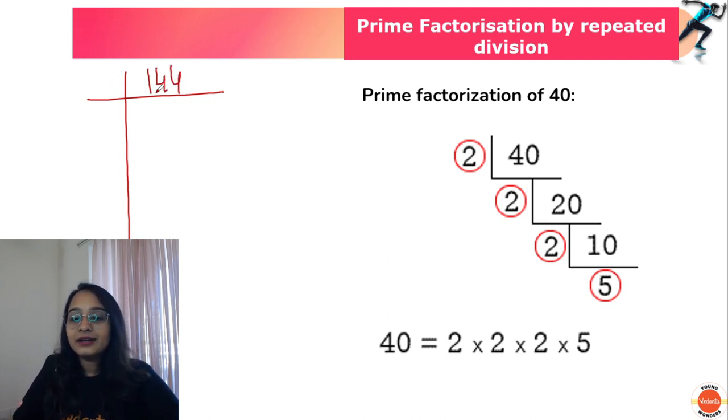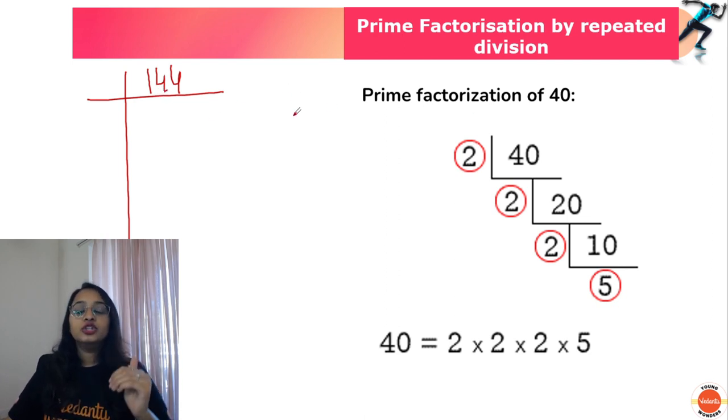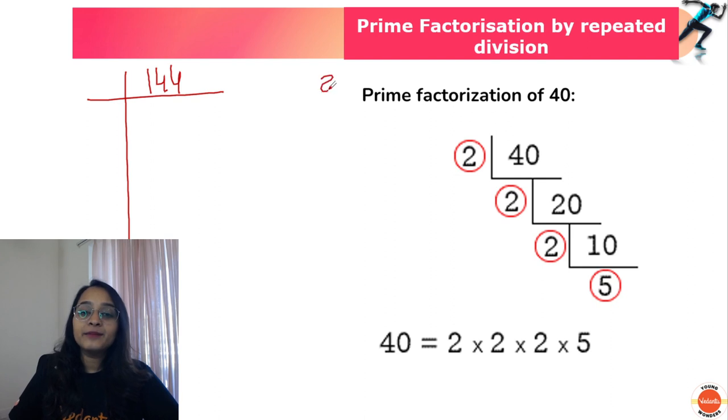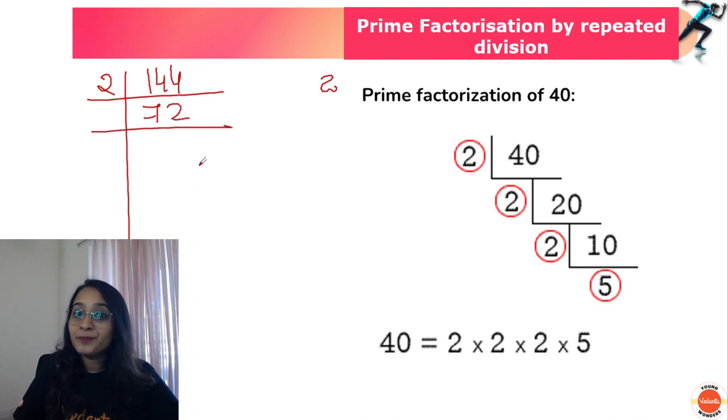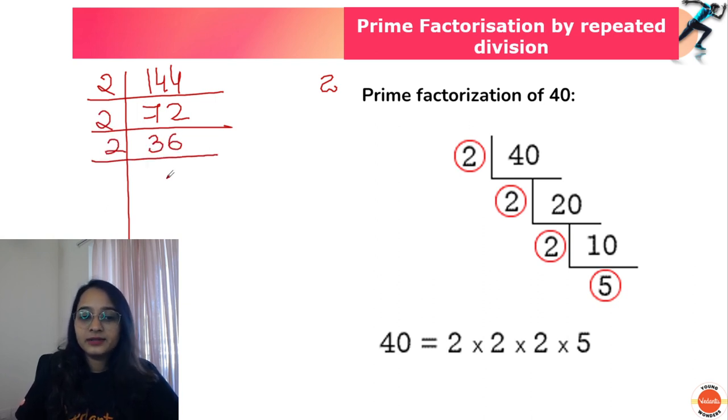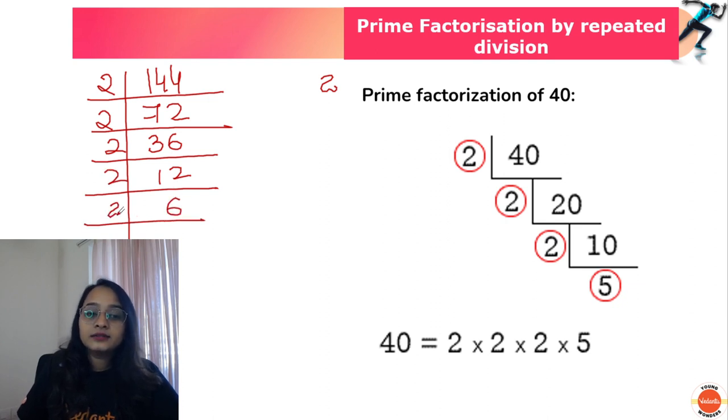Now this is clearly divisible by 2. When you're doing your long division, you should check if the number is divisible by 2. If yes, divide by 2, you get 72. Is 72 divisible by 2? 2 is the first prime factor. Yes. So, divide by 2. 36 is divisible. 12 is also divisible. 6 is also divisible. But 3 is not divisible by 2.